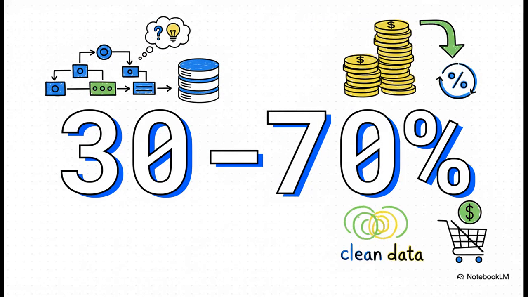So what's the big payoff for all this architectural work? Well, it's not just higher quality answers. It is a massive, tangible reduction in your operational costs. We're talking a 30 to 70% cut in your embedding and storage expenses. See? Clean data is cheap data.